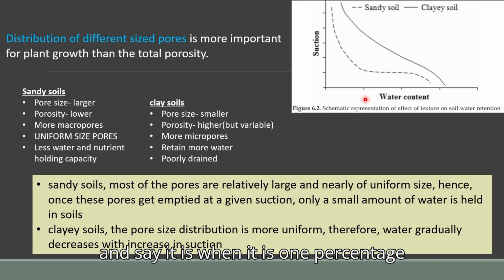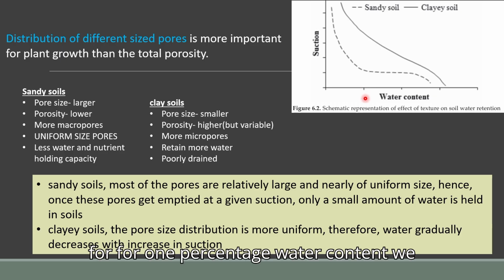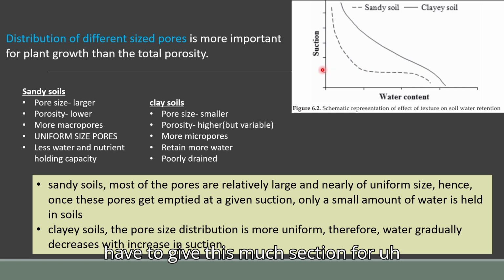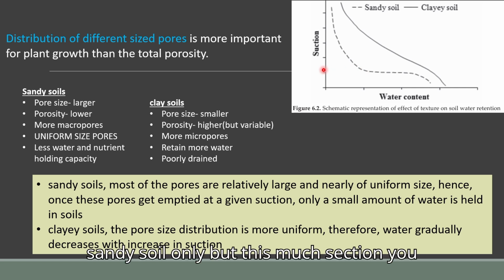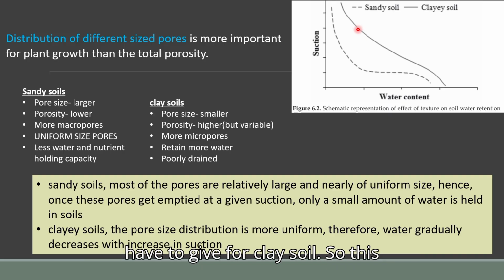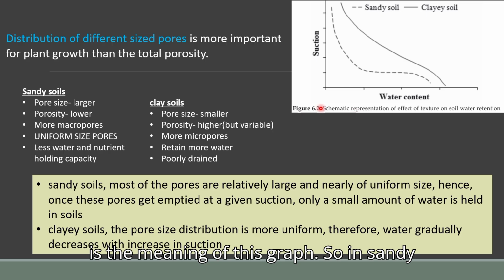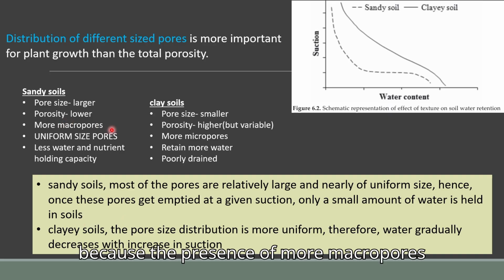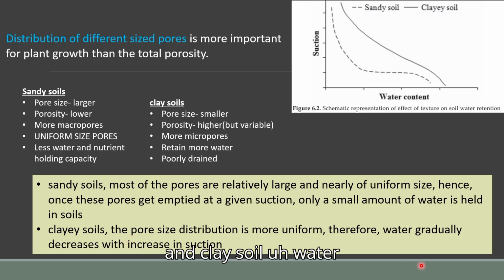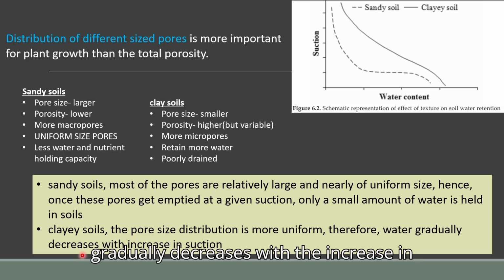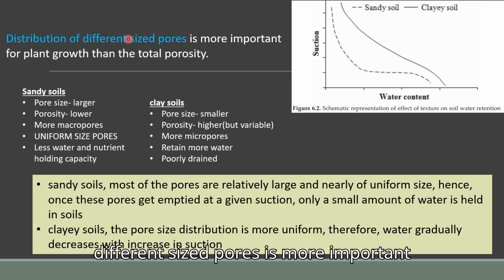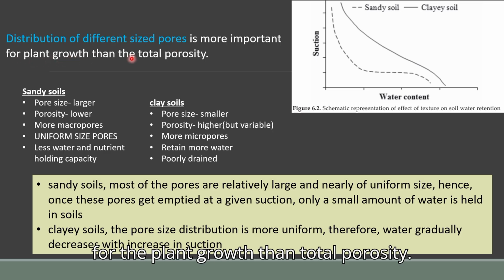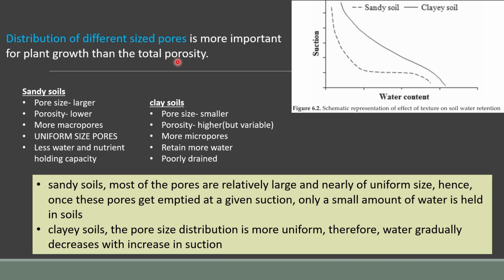Say it is 1%. For 1% water content, we have to give this much suction for sandy soil only, but this much suction you have to give for clay soil. So this is the meaning of this graph. In sandy soil, at a given suction, only a small amount of water is held because of the presence of more macropores, and in clay soil, water gradually decreases with the increase in suction. Hence, this distribution of different sized pores is more important for plant growth than total porosity.